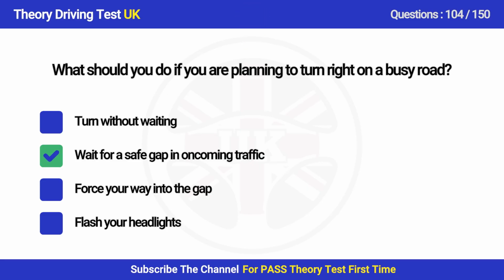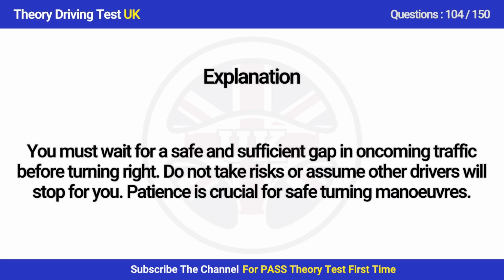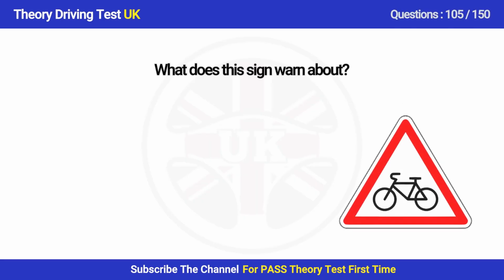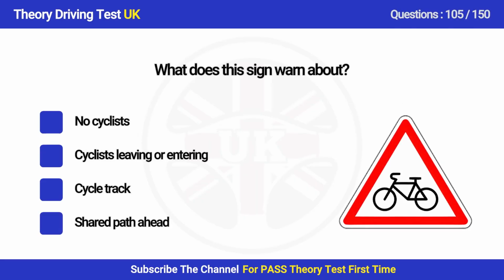Answer is B. Wait for a safe gap in oncoming traffic. You must wait for a safe and sufficient gap in oncoming traffic before turning right. Do not take risks or assume other drivers will stop for you. Patience is crucial for safe turning maneuvers. Question 105. What does this sign warn about? A. No cyclists. B. Cyclists leaving or entering. C. Cycle track. D. Shared path ahead.